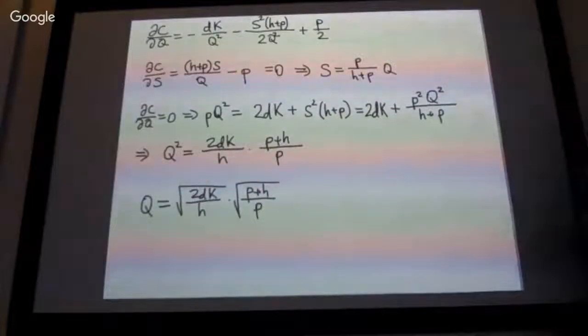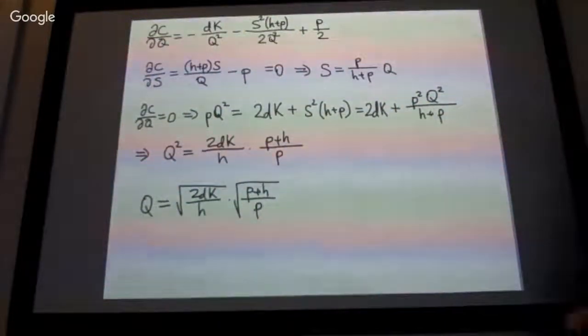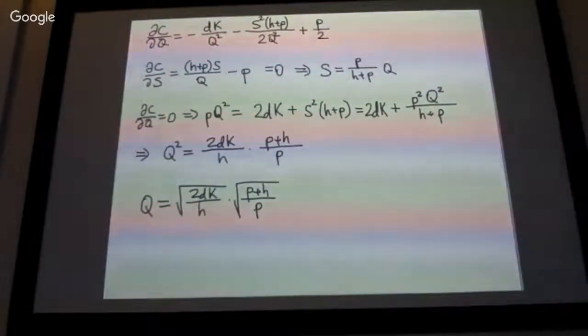Simultaneous equations. Wait a minute. I'm reading the unknowns the wrong way. Simultaneous equations are what's confusing me. There's many equal signs. So pq squared equals 2dk plus p squared q squared. Let me try and work this out. Do it on another line. That helps.